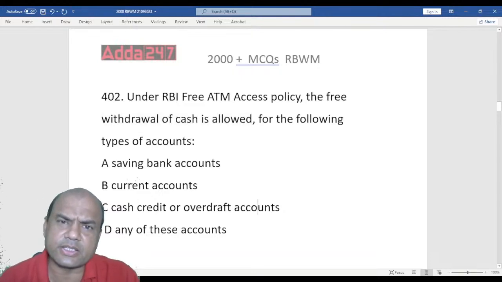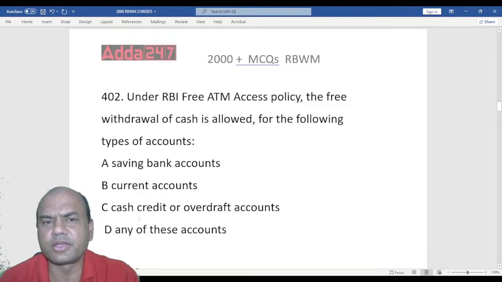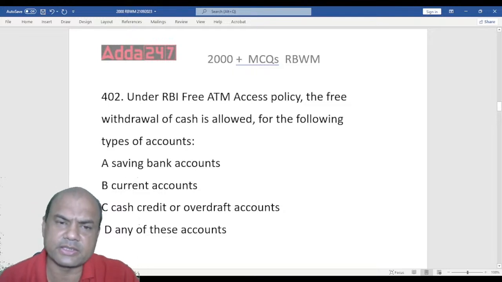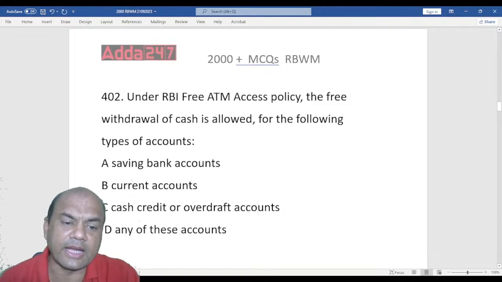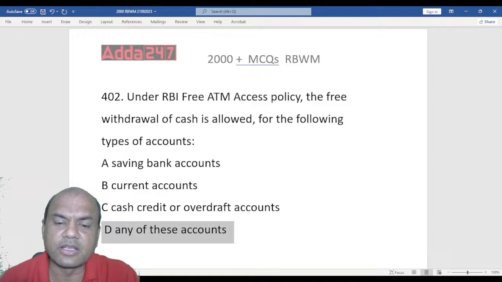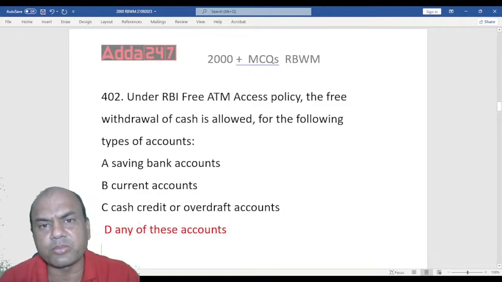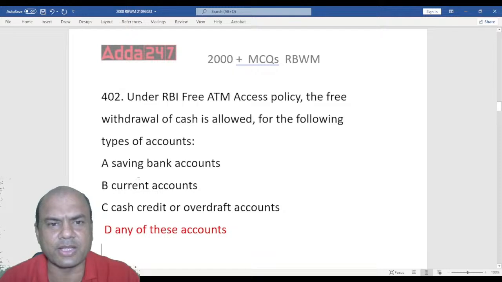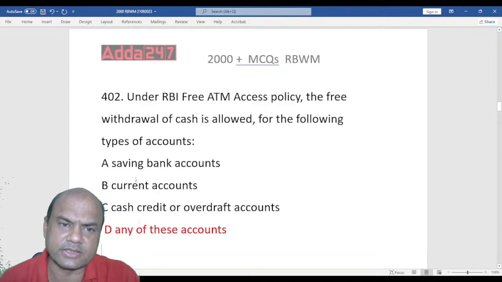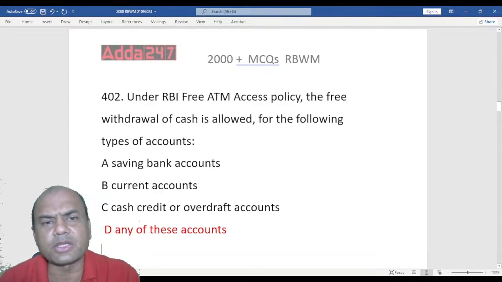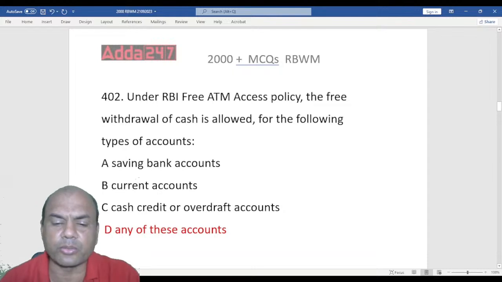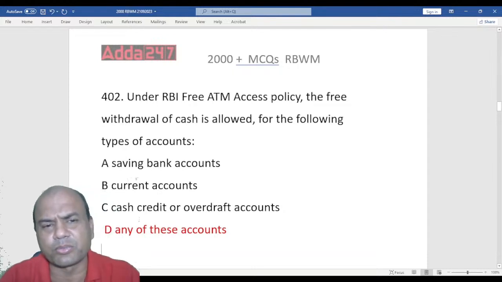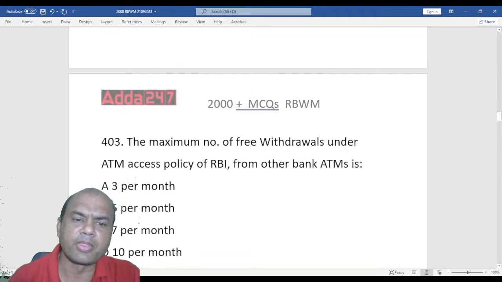Do you pay any charges when you withdraw through an ATM in your bank? We don't pay any charges. So in that case, the answer becomes any of these. All the accounts have a free withdrawal policy, of course up to 5 transactions for other ATMs. That is the basic policy. No one can stop you from withdrawing from the same bank, there's no problem as such. Okay, next one.